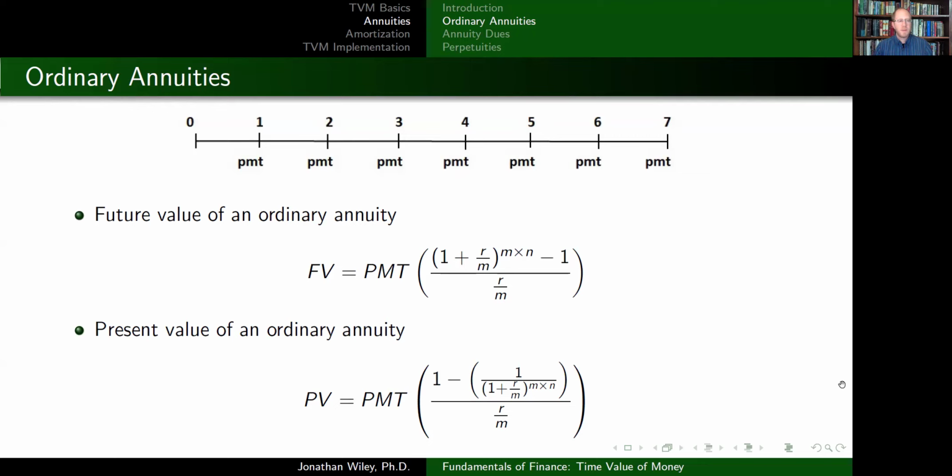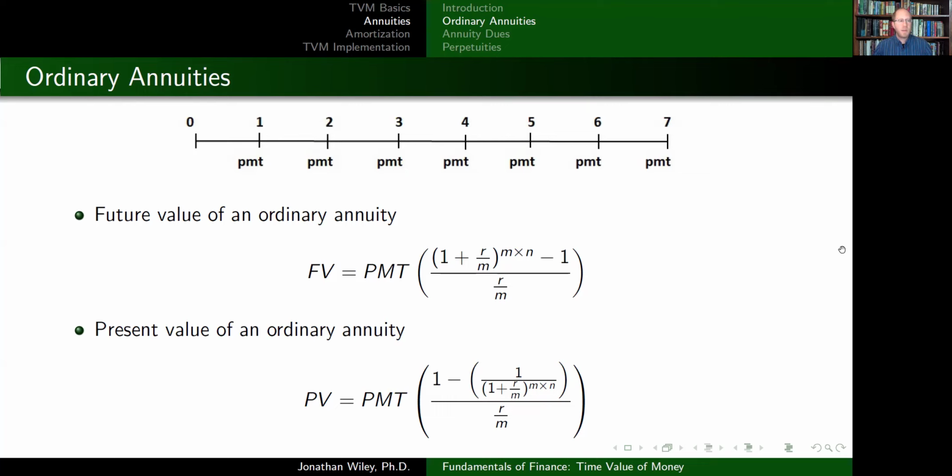But I have an example that is 7 periods long, and there is a series of payments, which I've denoted by PMT, and they're all happening at the end of each period. So notice if I start at time 0, I go through a period, then I have a payment. I go through a period, I have another payment. I go through a period, I have another payment, and so forth. So the payments are all happening at the end of each period for a specified number of periods, and this is what makes this an ordinary annuity.